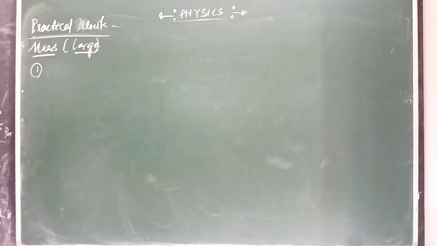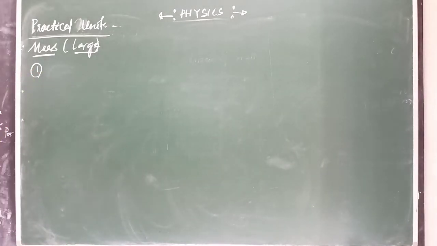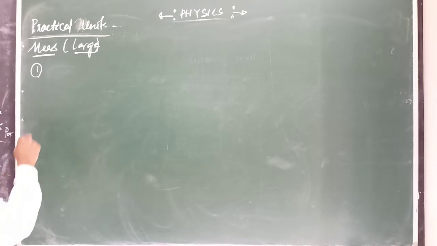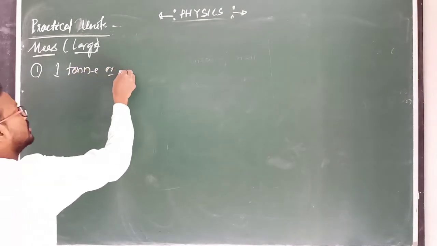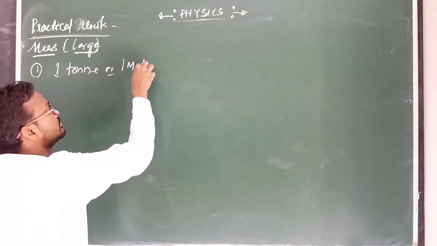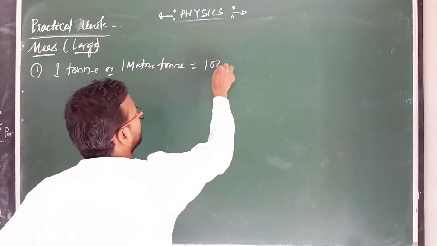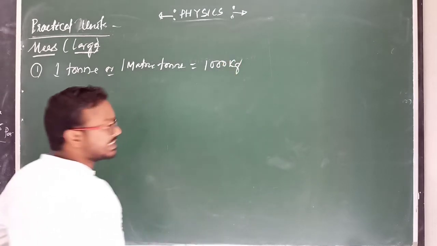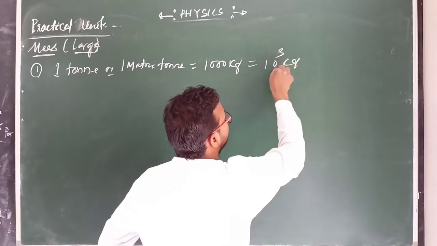Now we have to remember this unit. If we want to measure a large mass, then we have to use some practical unit which is convenient for measurement. So here the unit of mass, you can write here, is 1 ton or 1 metric ton, which is equal to 1000 kg, or you can write this as 10 to the power 3 kg.